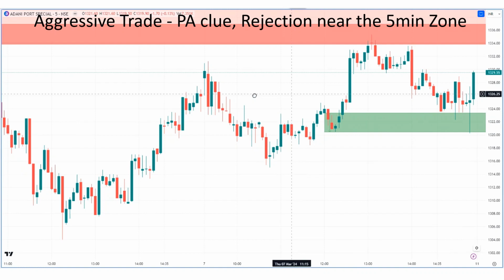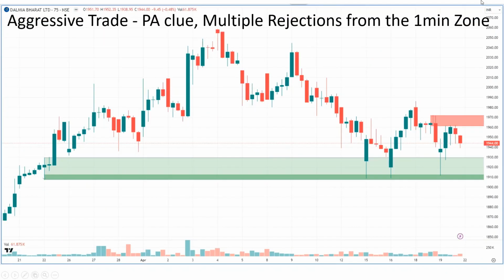Okay, now let us look into the second scenario. What is the second scenario? Multiple rejections from the 5 minute zone or 1 minute zone. Here I have given you a 1 minute zone example, and it happened recently. This is a Dalmia Bharat 75 minute high liquidity demand zone.